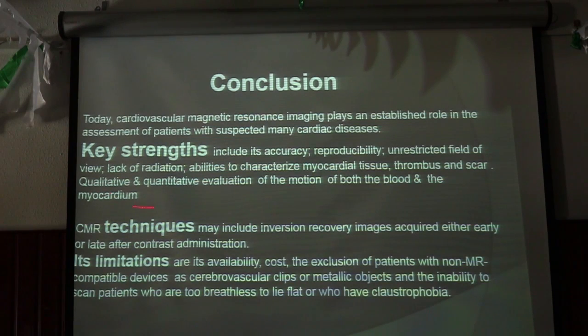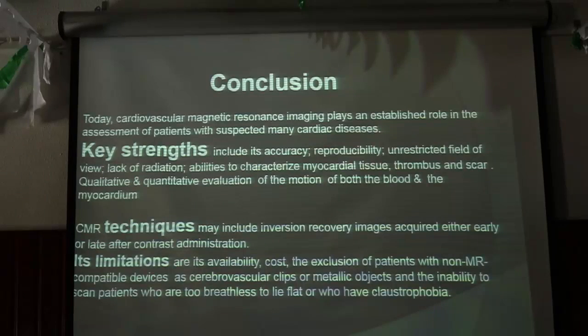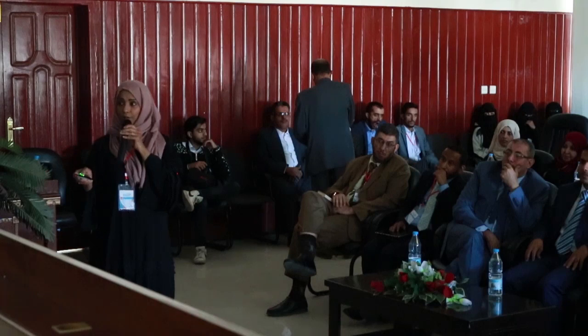Key strengths include accuracy, reproducibility, unrestricted field of view, lack of radiation, and ability to characterize myocardial tissue, thrombus, and scar. It's used for quantitative and qualitative evaluation of motion of both blood flow and myocardium. Technique, many techniques are used. Limitations: its availability, cost, exclusion of patients with non-MRI compatible devices such as aneurysmal clips, and inability to scan patients who are too breathless to lie flat or who have claustrophobia.